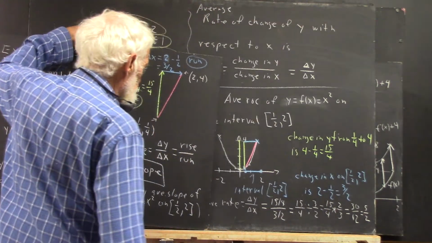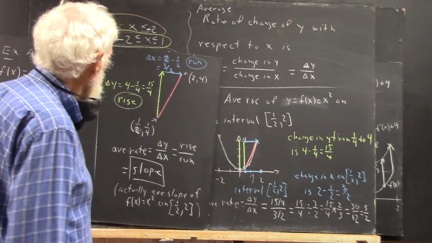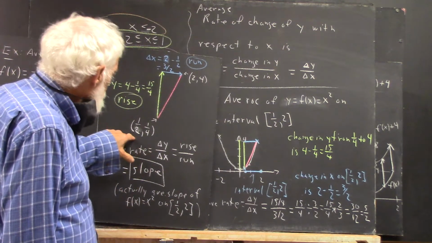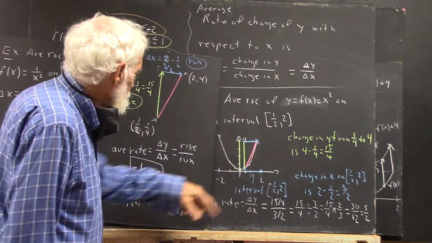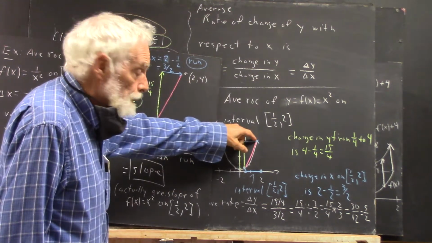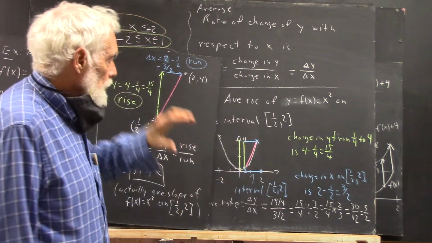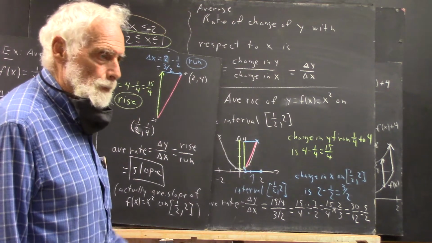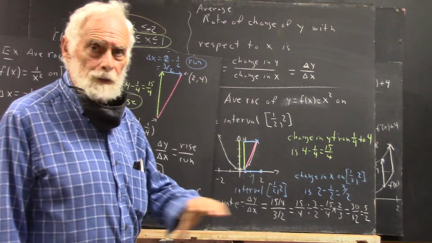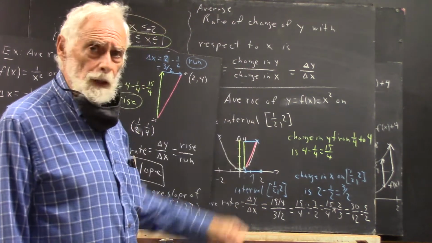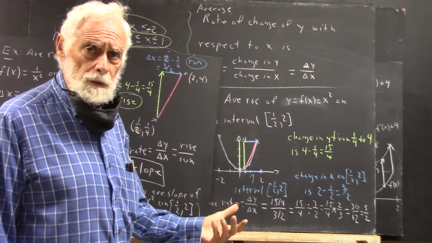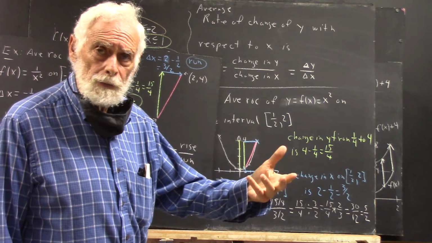So here it is. Okay, here's the point 1/2, 1/4, that's this point. Here's the point 2,4, that's this point. Those are points that you need to be absolutely familiar with by knowing instantly how to construct the graph of this basic function, or any of the other 5 basic functions.